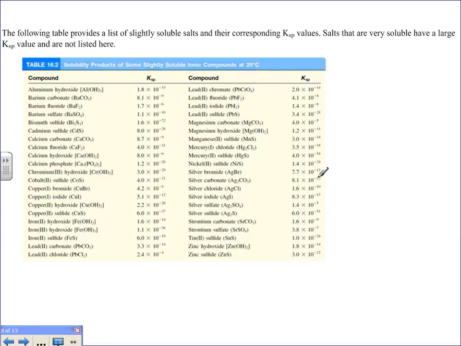Now, table 16.2 in your textbook gives you a list of the solubility products for some slightly soluble salts. What you'll notice is that the substances that are listed here are ones that the solubility rules would have led you to call insoluble in water. And if you look at the values of the Ksps, you'll notice that they're very, very small. So these are slightly soluble salts, and we're studying a very small quantity being able to dissolve in solution.